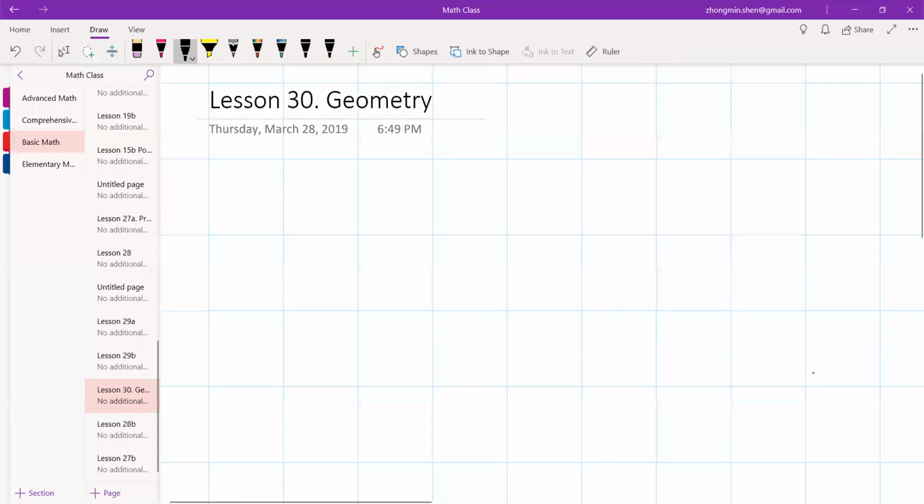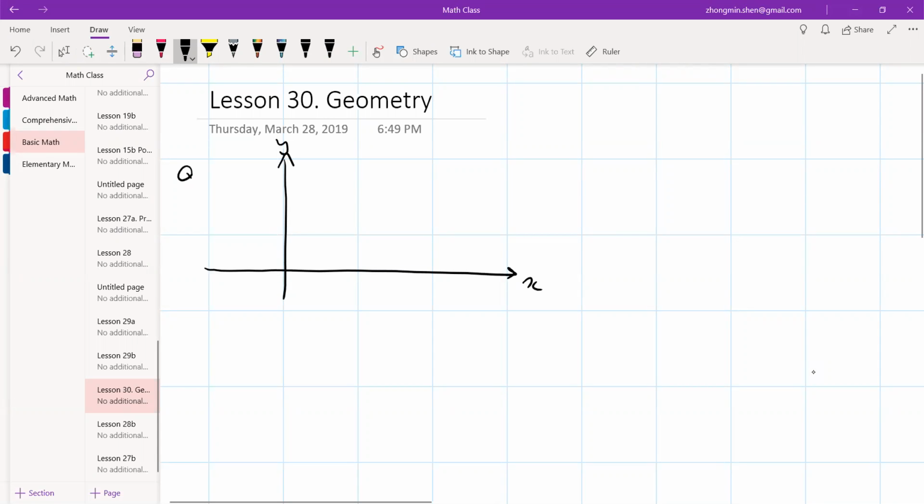All right, let's start class, and today I'm going to focus on geometry. So I assume that you know how to plot a point in the XY coordinate system. For example, this is the coordinate system, right? We already saw that.